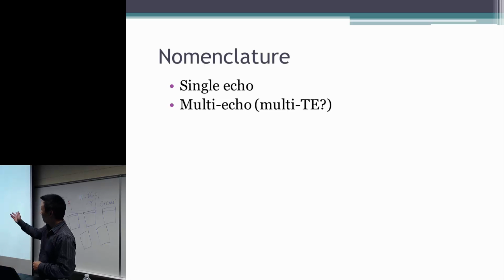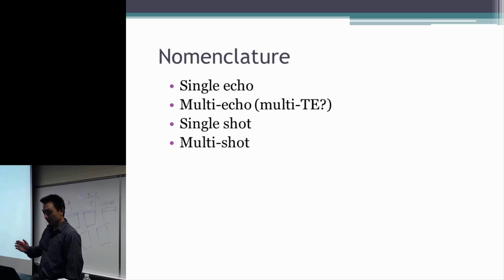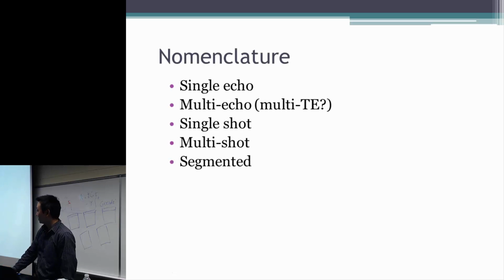So multi-echo and multi-TE, we need to be able to distinguish them. And also single shot and multi-shot. The single shot is of course the multi-echo one, and it collects all the data for the same K-space at the same time, and the multi-shot is also equivalent to the segmented K-space methods.